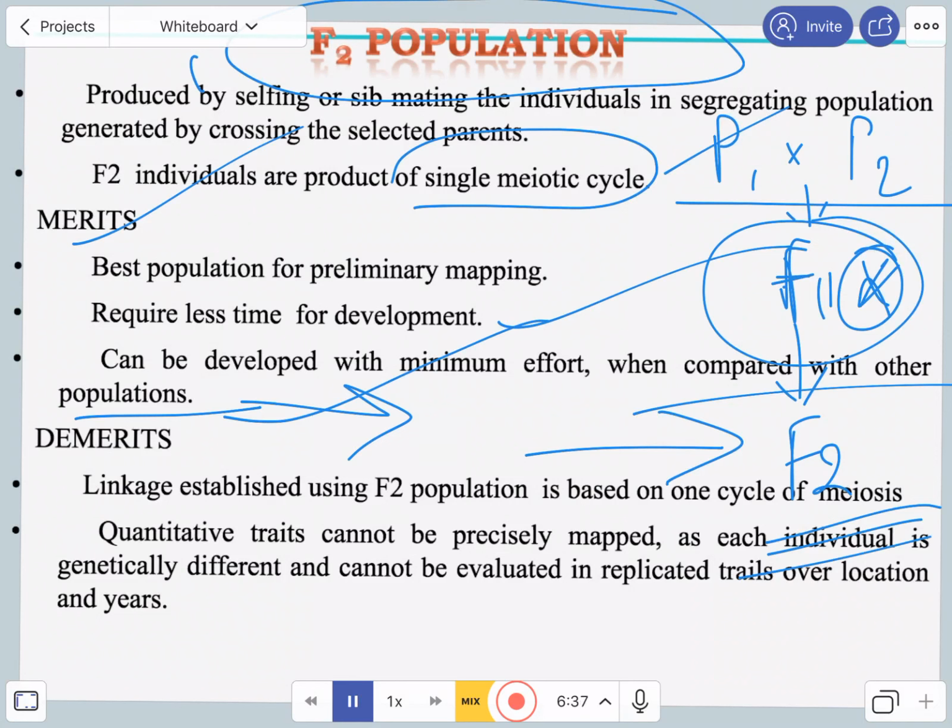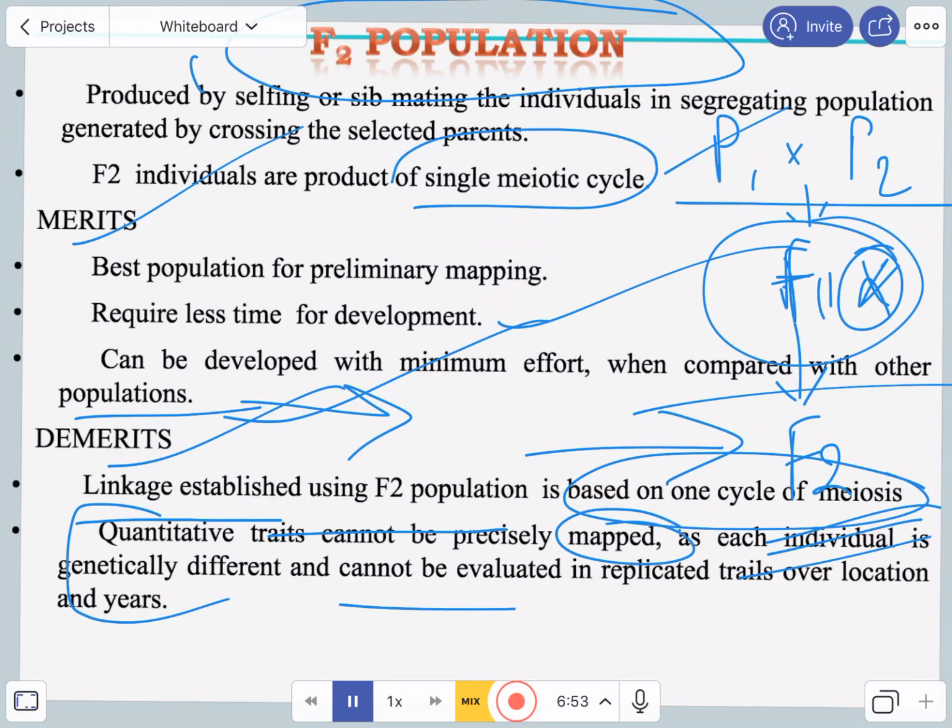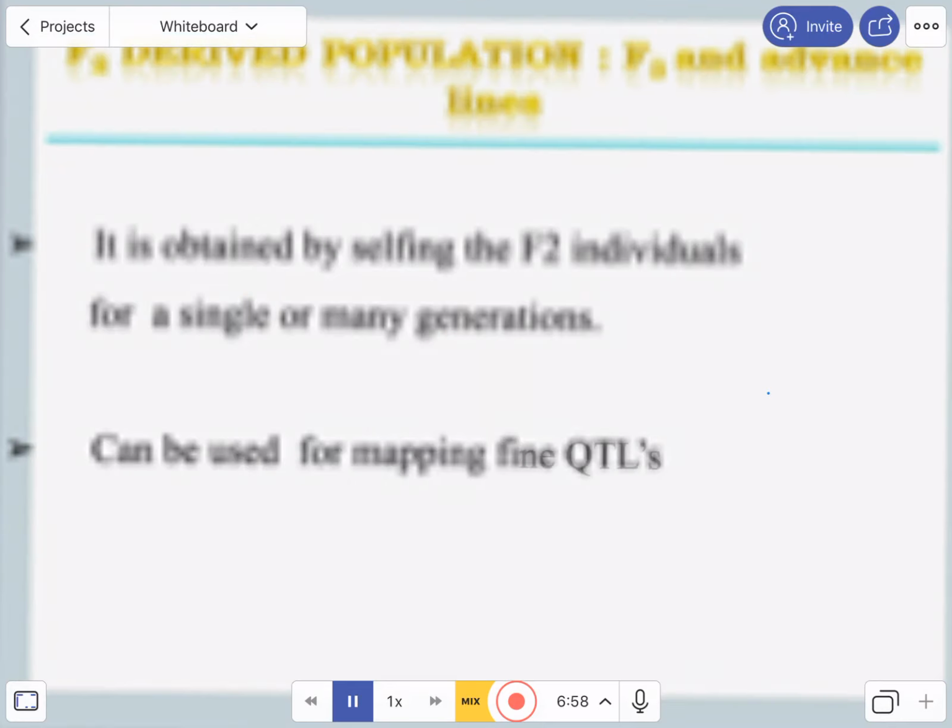Other populations take more seasons or more time. Demerit: linkage established using the F2 population is based on one cycle of meiosis, so not that authentic. And the quantitative trait cannot be precisely mapped as each individual is genetically different and cannot be evaluated in replicated trials over locations and years.